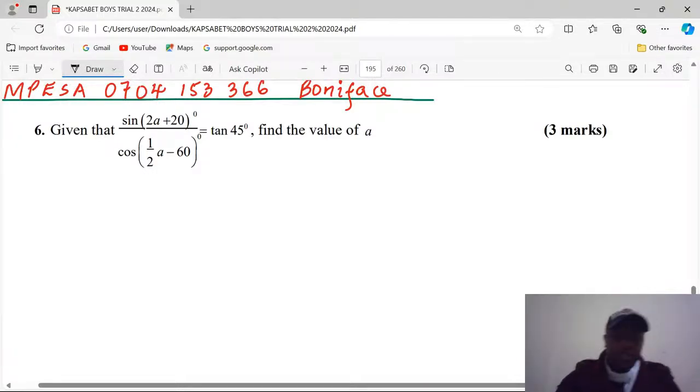It's good for you students to know that there is a rule which governs what we call complementary angles. We usually say for two complementary angles, remember to be following kindly.